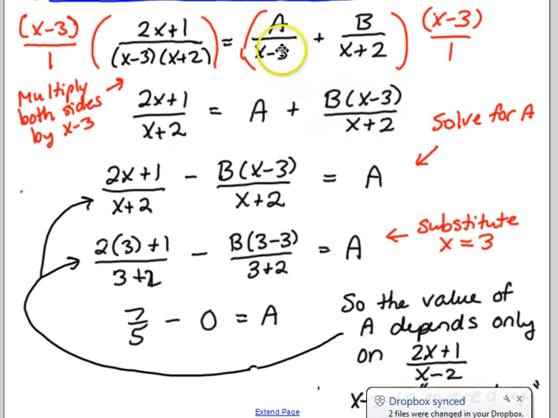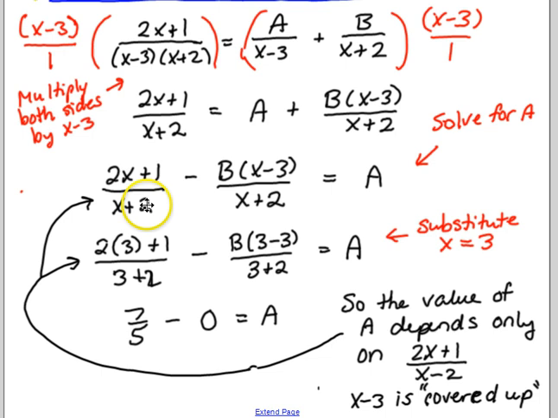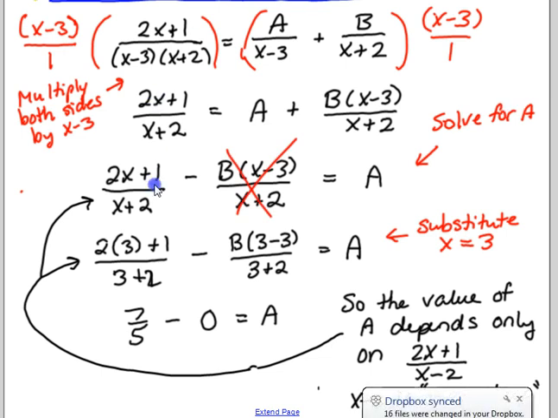Now notice in the cover-up method, what I do is I substitute 3 in for x. If I substitute 3 in for x here, the numerator would become 0 here, and so this whole term wouldn't make any difference at all. It would be irrelevant. And so what it ends up being is that I'm substituting 3 into 2x plus 1 over x plus 2, which is exactly what I would do if I covered up the x minus 3. So the value of A depends only on the 2x plus 1 over the x plus 2.